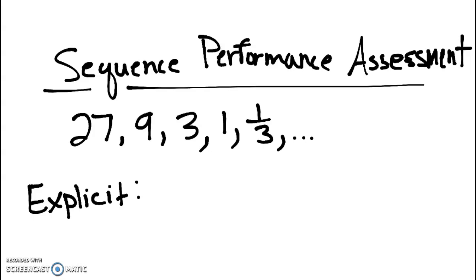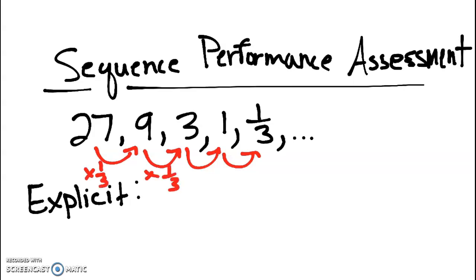Okay, so the first thing I'm going to look at is I want to know what's happening when I go from one term to the next. What is my generator doing? What happens for me to go from 27 to 9, 9 to 3, 3 to 1, 1 to 1/3? Well, it looks like I'm dividing by 3, but whenever I'm talking about sequences, I always write division in terms of multiplication. So dividing by 3 is the same thing as multiplying by 1/3. So that's what my generator is doing. It's multiplying by 1/3 every time, right?